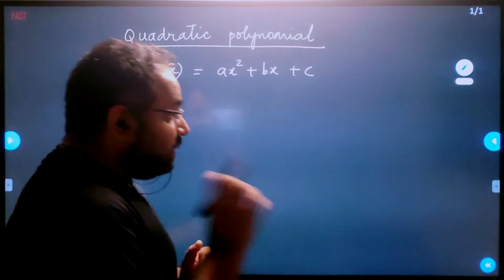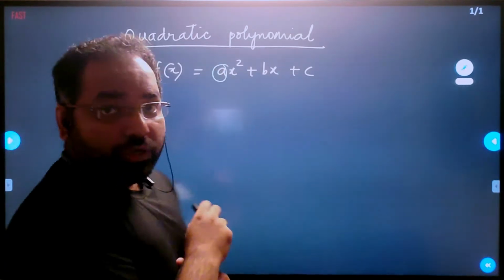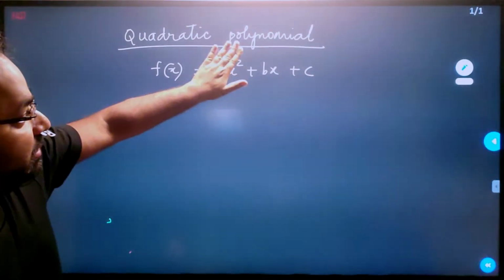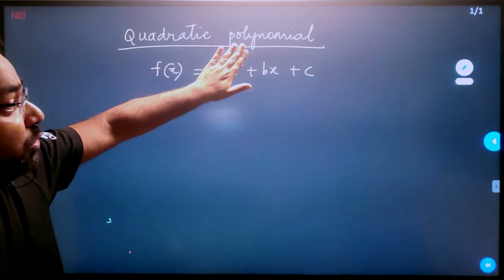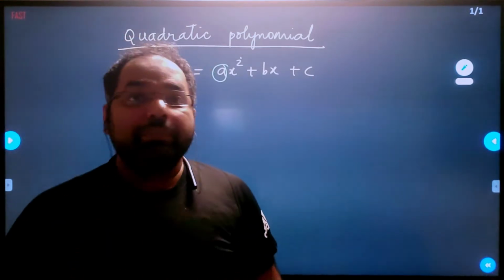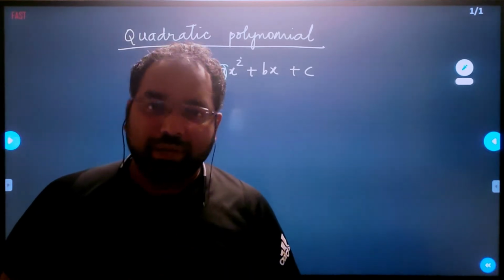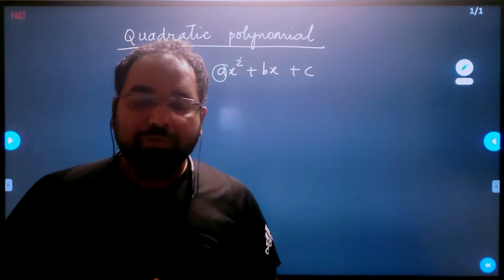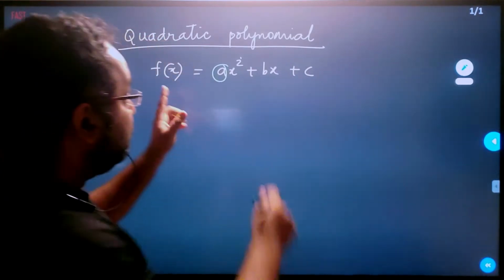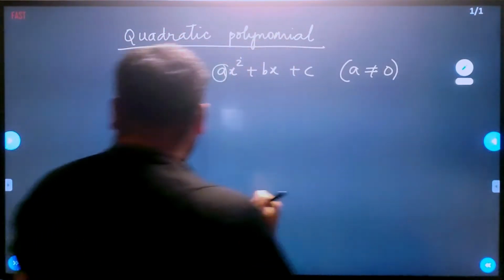But an important condition that you always have to remember is that this value of a should never be equal to 0, because if this value a becomes 0, then this whole term vanishes, and if that whole term vanishes, you're just going to be left with bx plus c, which no longer makes it a quadratic polynomial, because for it to be a quadratic polynomial you must have an x squared term. Alright, or the highest degree should be 2. If a becomes 0, then it becomes a linear polynomial. Alright, so whenever you write this, don't ever forget to write a not equal to 0.